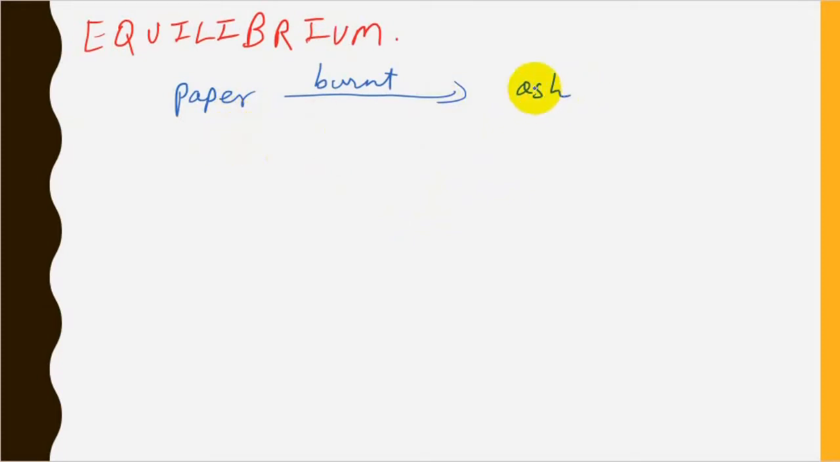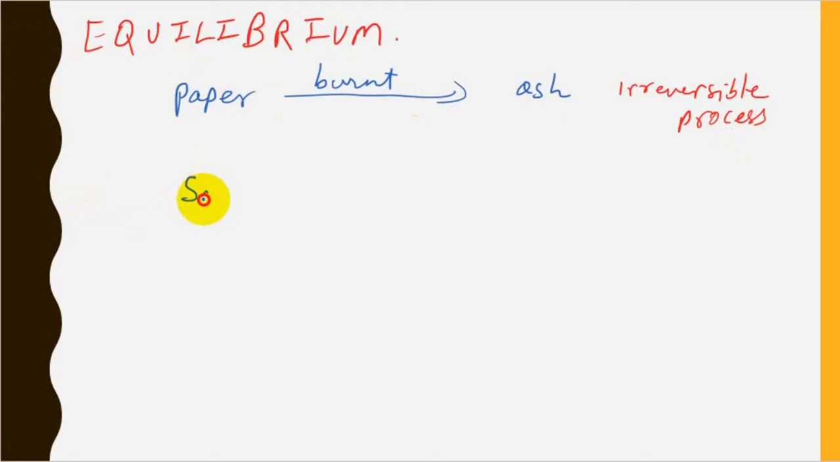So this type of thing you have studied in lower classes. What do you call this type of process? This type of process we call an irreversible process. Clear?